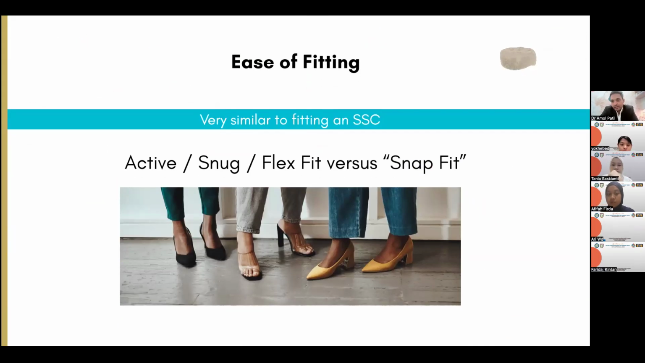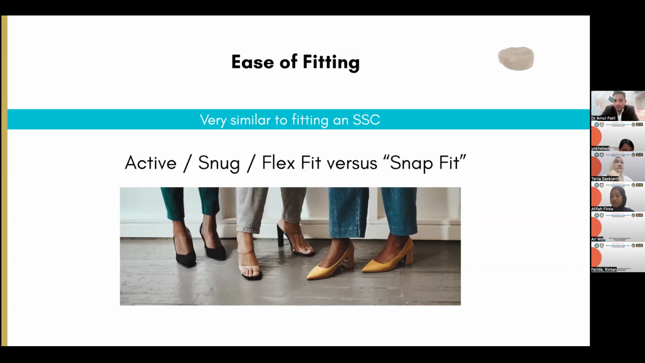There is a change in the fitting of these crowns. They don't have an active fit, that is a snug fit, but they have a snap fit, which is a flex fit. Now, what is the difference between the snug fit and the snap fit? All of us have done stainless steel crowns, and we have heard the sound of the snug fit, which comes when the crown is moved buccally below the highest point of contour of the tooth.